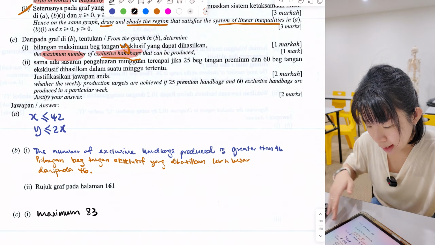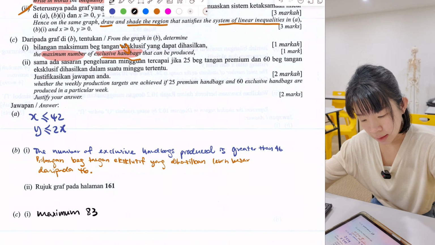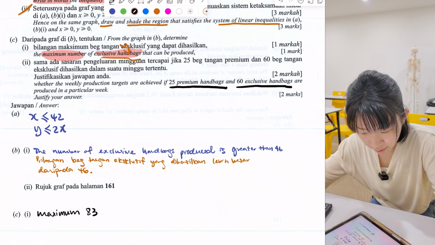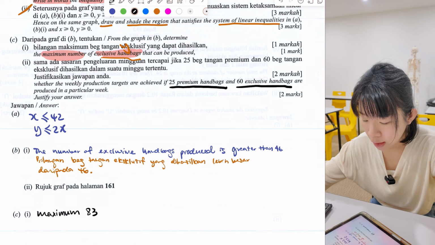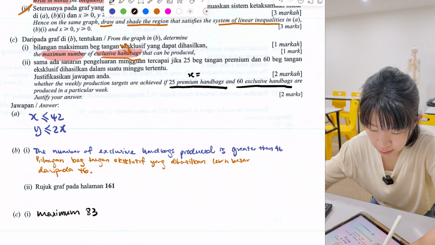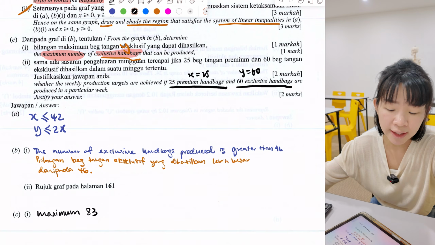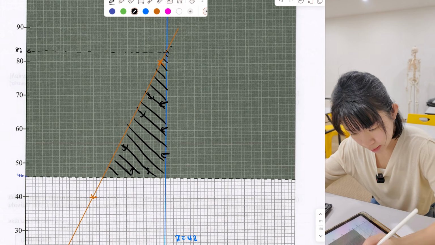So, last part. Let's check the last part. Whether the weekly production target is achieved. If 25 premium handbags and 60 exclusive handbags are produced in a particular week, justify your answer. Do you think it is possible to achieve? So premium is X, X is 25, exclusive is Y, Y is 60. When X is 25, Y is 60, go find 25, 60.